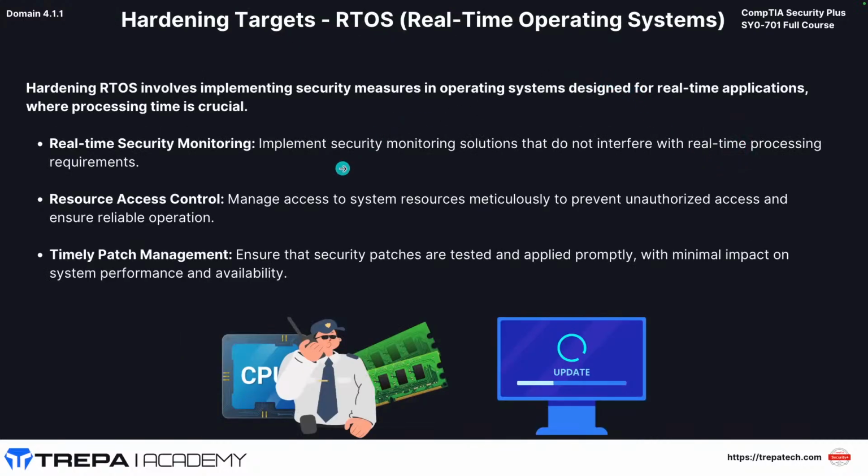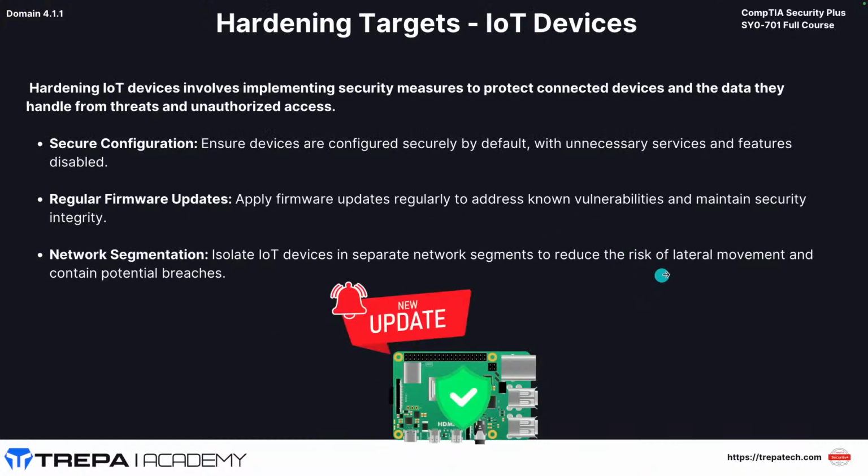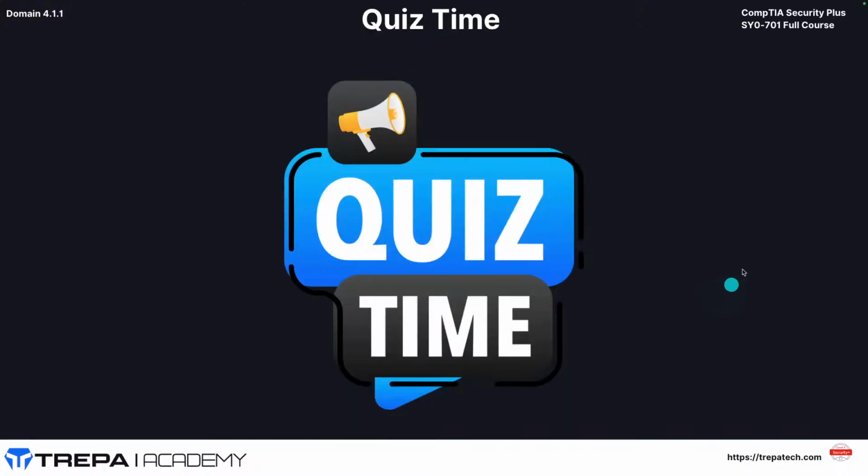Real-time operating systems. So monitoring is big on this, making sure that we're monitoring it for its availability. That's part of our cybersecurity functions. Patch management, and again, access control. And we're going to move on. IoT devices, embedded systems, kind of the same. We harden them the exact same way.